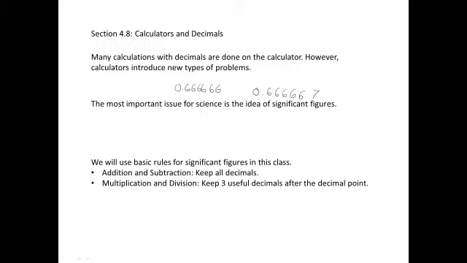Different classes have different rules for how you deal with significant figures. So for this class, we'll introduce some rules, but recognize that in your science classes, it may be slightly different. When we do addition and subtraction, we will always keep all the decimals of the calculation. If we do multiplication and division, we will keep 3 useful decimals after the decimal point. What this means is that if we have a number 0.000000125, we will keep the entire 125 and all the zeros before it. Later on, when we talk about scientific notation, you'll see why this is a useful distinction to have.